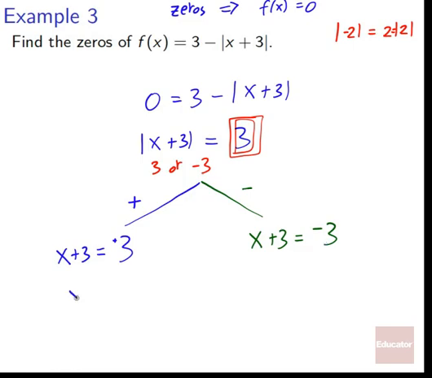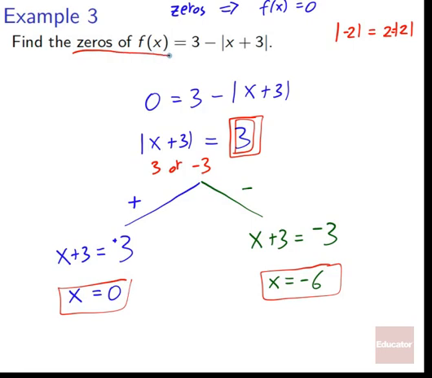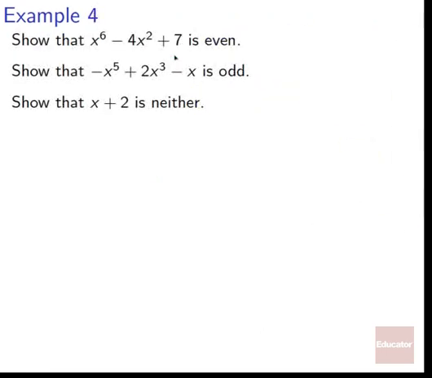We subtract 3 on both sides over here, and we get x equals 0. We subtract 3 on both sides over here, and we get x equals negative 6. So the two answers for the roots are negative 6 and 0. That's when the zeros of f of x show up: at x equals 0 and x equals negative 6. If we plug either one of those into that function, we'll get 0 out of the function.